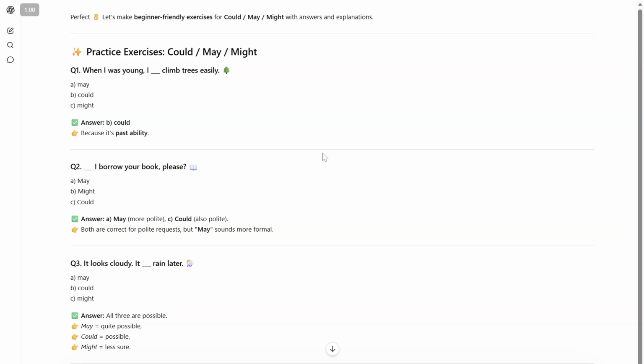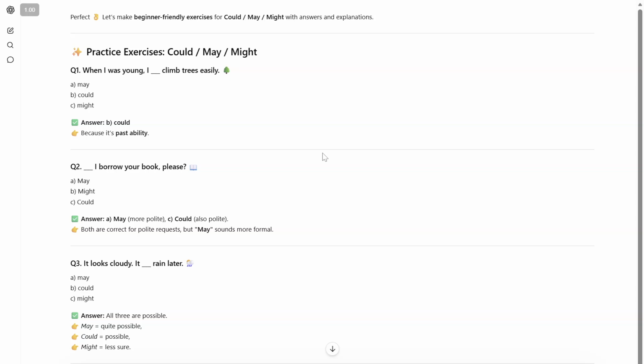Q1. When I was young, I climbed trees easily. A, may; B, could; C, might. Answer: could, because it's past ability. Q2. I borrow your book, please? A, may; B, might; C, could. Answer A, may. More polite. C, could. Also polite. Both are correct for polite requests, but may sounds more formal.